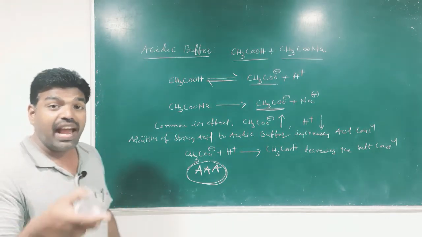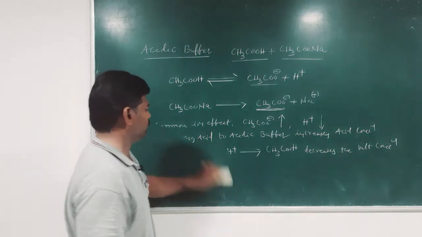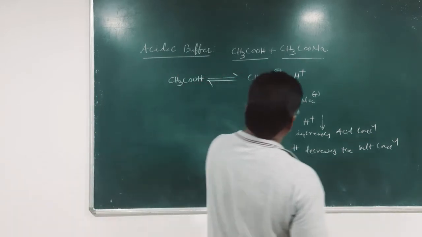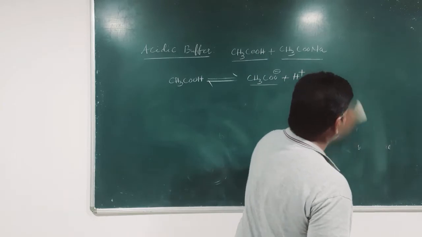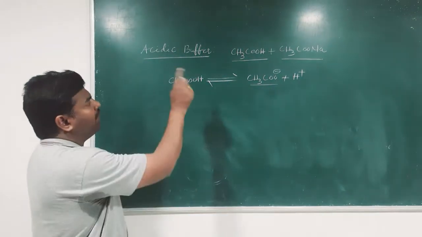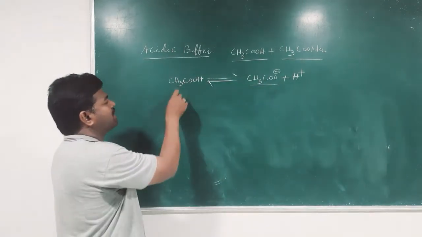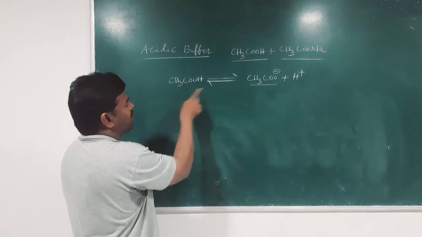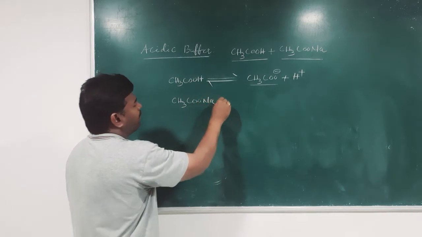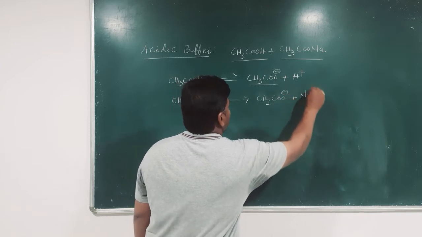Now we shall see what happens if we add strong base to the acidic buffer. Again, an acidic buffer is a weak acid together with a salt of the weak acid with a strong base. Ionization of acetic acid is a weak ionization, represented like this, and ionization of sodium acetate gives CH3COO minus plus Na plus.